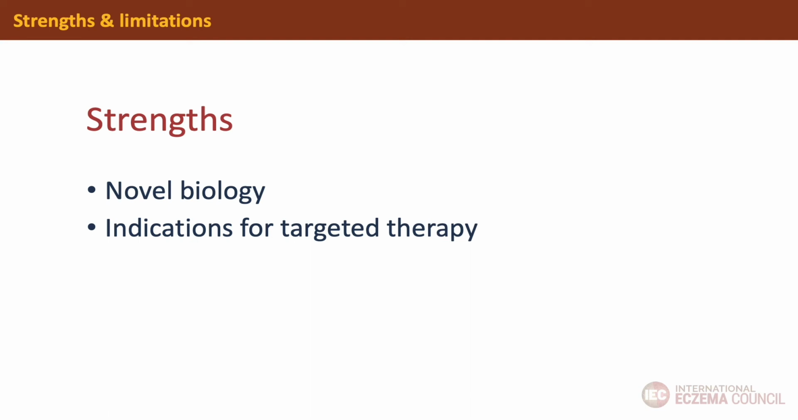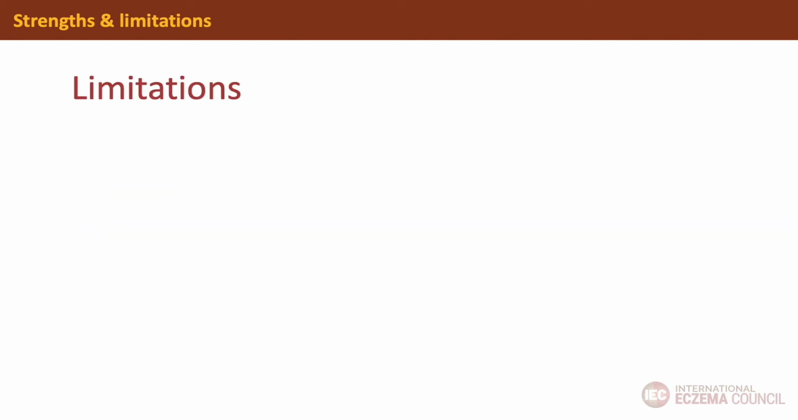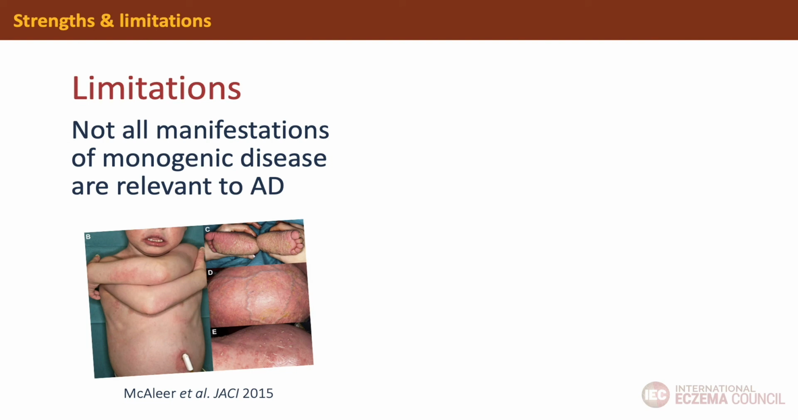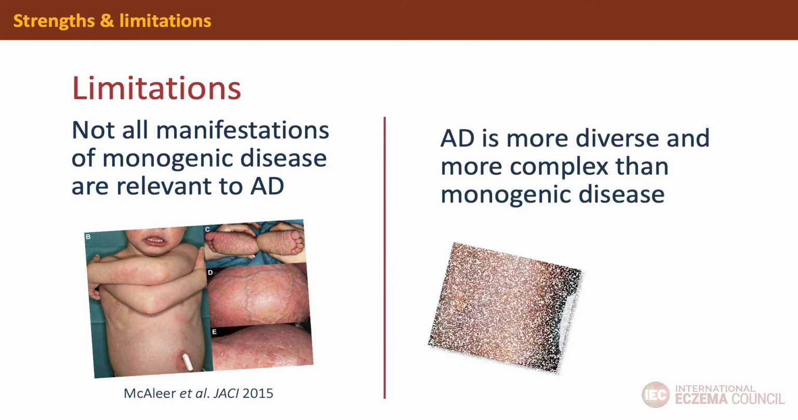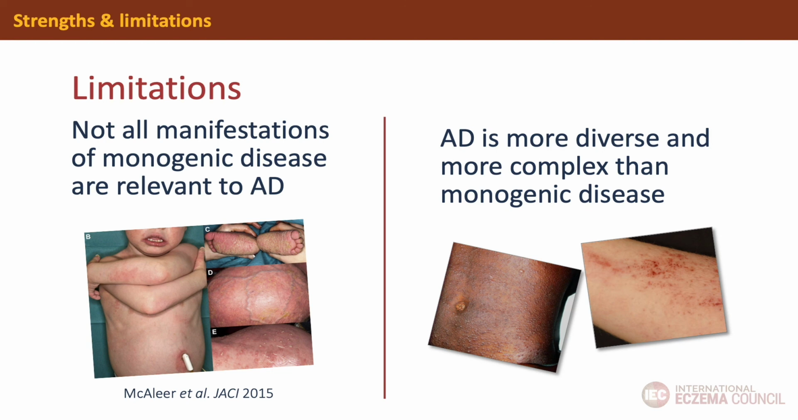Another strength of studying atopic disease genetics is that it gives us indications for targeted therapy. And an example here would be the JAK-STAT pathway, which can now be targeted with JAK inhibitors to treat atopic dermatitis. Limitations of using genetic diseases to try and understand AD is that obviously not all manifestations of monogenic disease are relevant to the more common atopic dermatitis that we see in clinic. Another limitation is that AD is really more diverse and more complex than any of the monogenic diseases that are being studied.